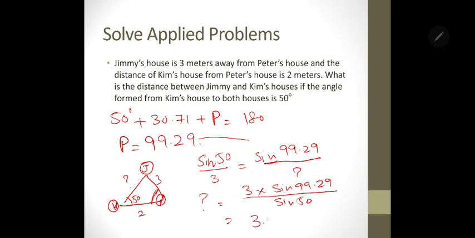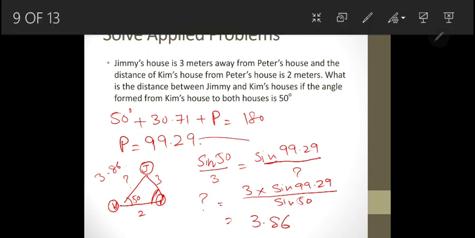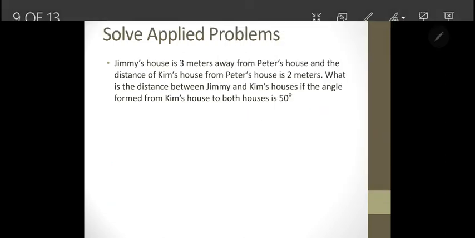So the distance between Jimmy and Kim's house is 3.86 meters. If you have any questions about this, once again, please feel free to ask me.